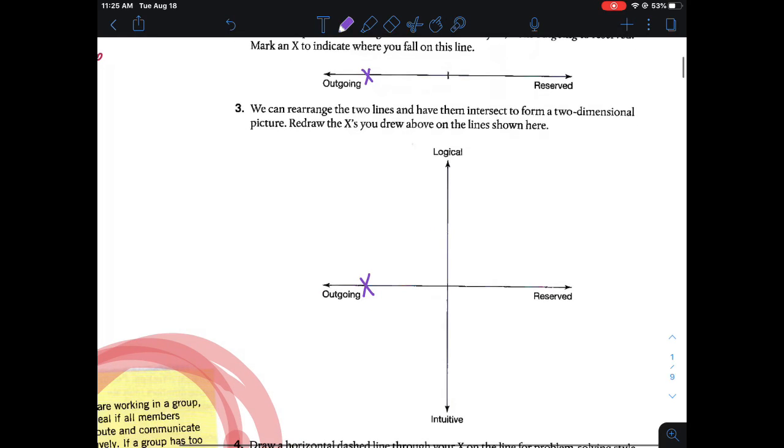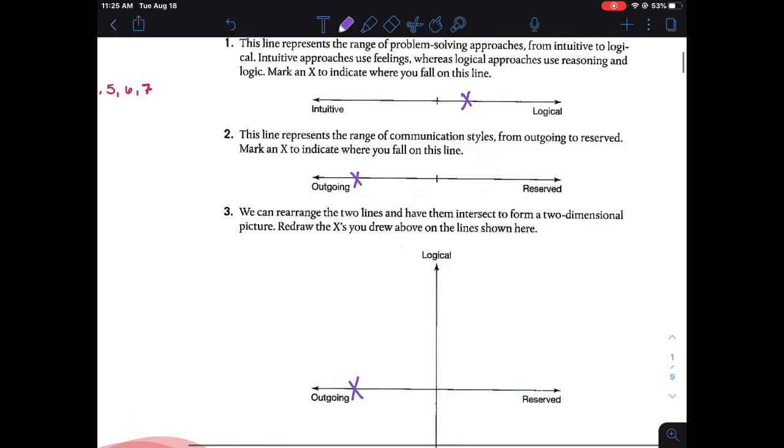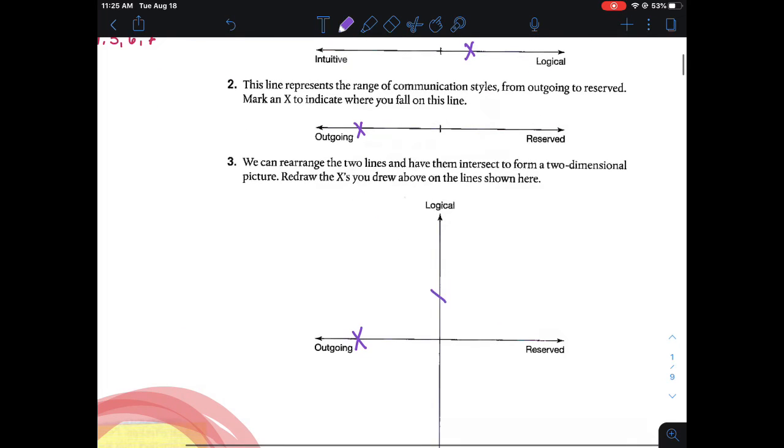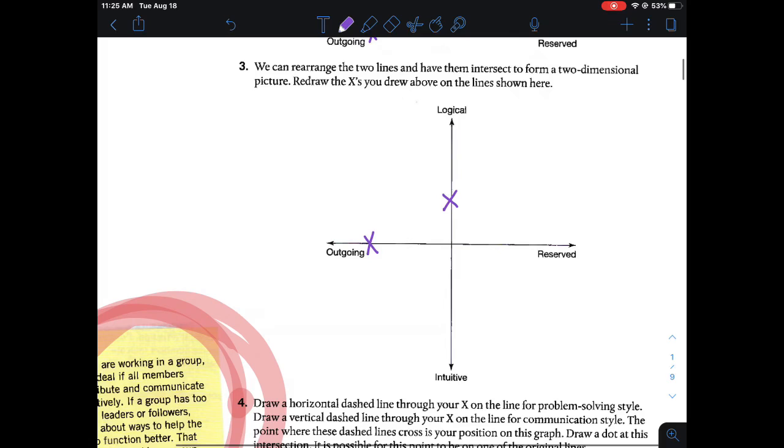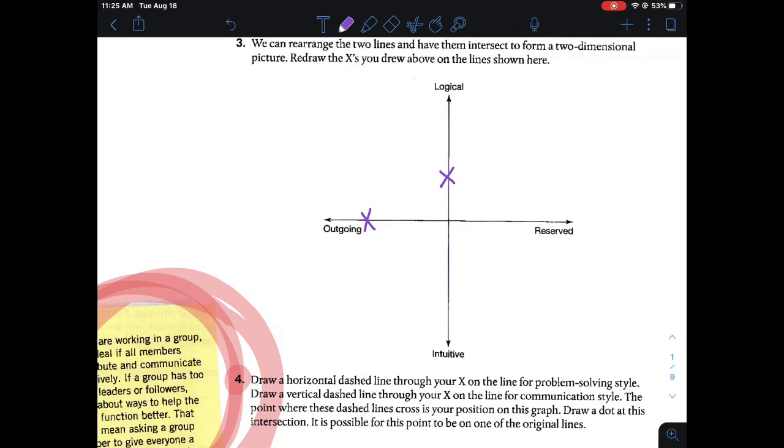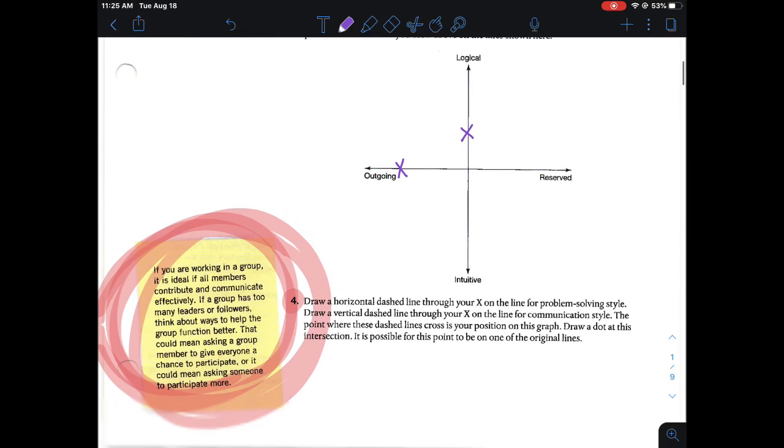And then my Y-axis, they flipped that line to go vertically, so up and down. So my Y-axis is from logical to intuitive. And I said that I was mostly logical, but slightly intuitive. And that was number 3. So easy. I hope you guys aren't getting confused at all.